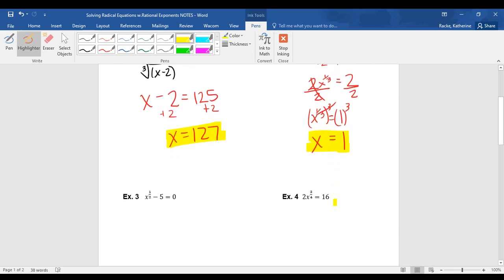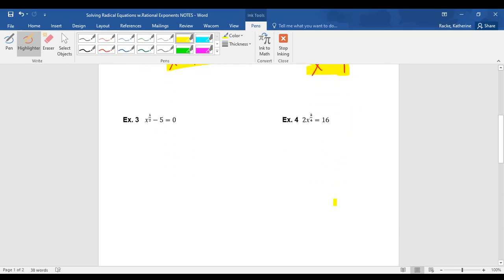Moving on, example 3, I have x to the 1/2 power minus 5 equals 0. So I'm going to need to move my 5 to the other side to isolate my x before I can get rid of the exponent. So I'm adding 5 to the other side. To get rid of the 1/2, I'm going to square it. What I do to one side, I need to do to the other side. So squared, squared. Half of 2 is 1, so I get x left. 5 squared is 25. And that is your answer.